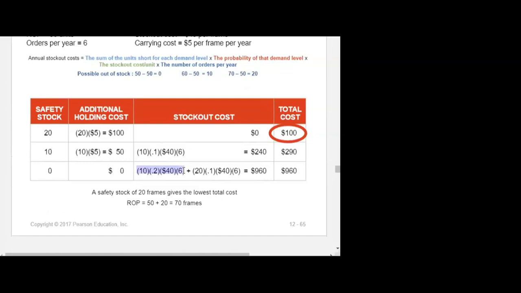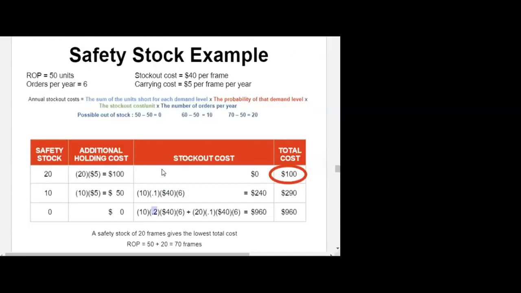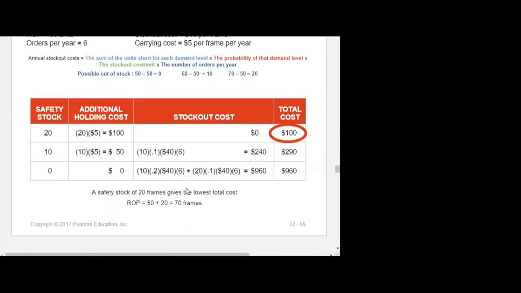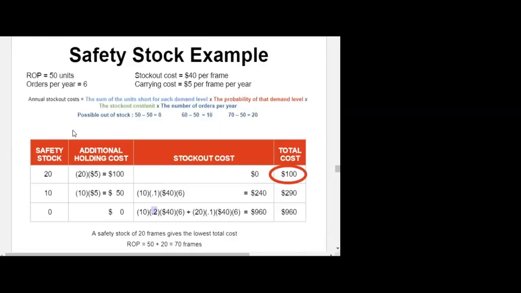You could have 60 orders. How many are you short? 10. What's the probability of this 60 happening? 20%. 60, how many additional is it? 10. What's the probability of it? 20%. 40 and 6 are the same for all of these problems. So 6 is the number of orders per year, and 40 is the stock out cost, which is multiplied by how many items you are missing or you're not selling, right?